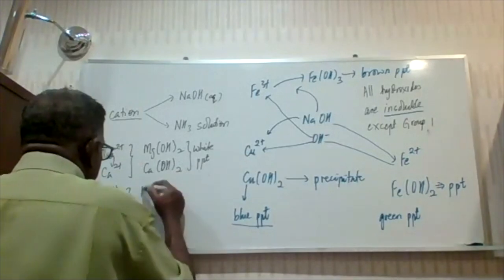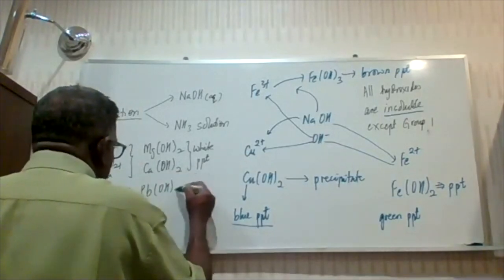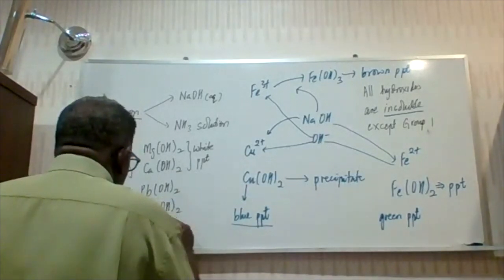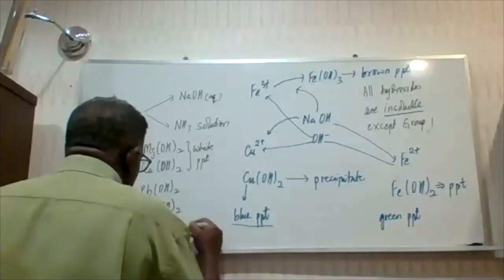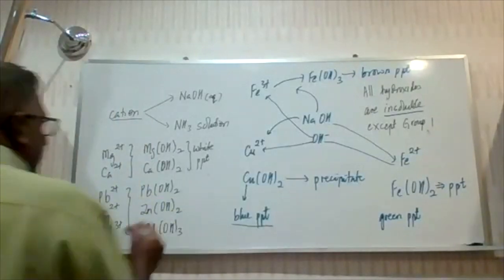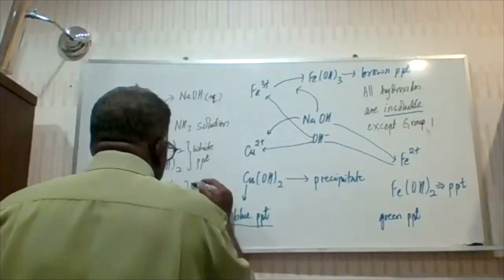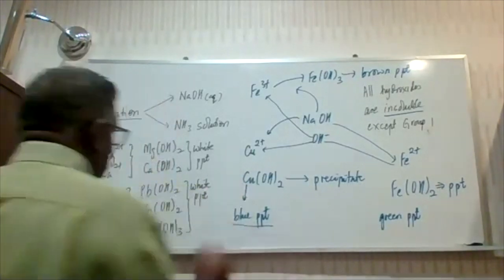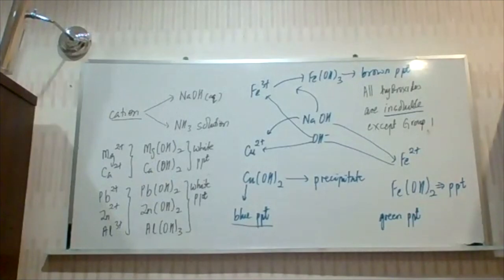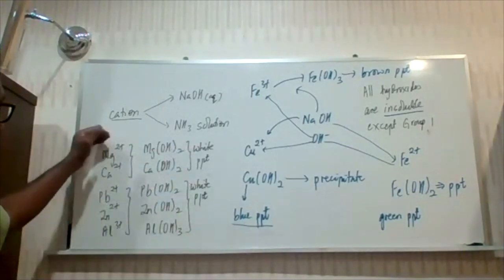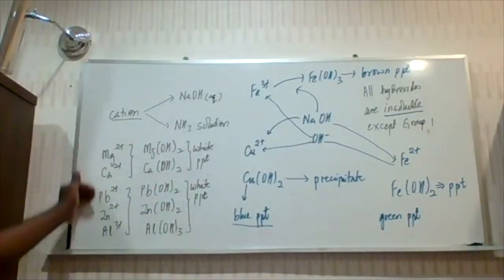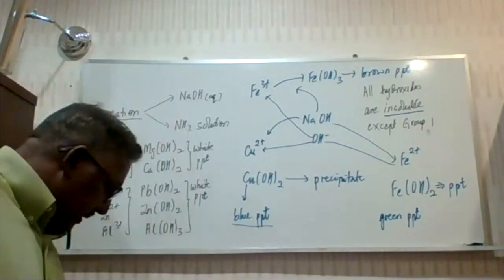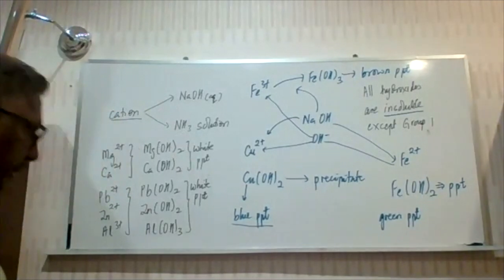All these will give you Pb(OH)2, Zn(OH)2, and Al(OH)3. All these give you hydroxides, and all of them are white precipitates. So if a white precipitate is formed, you have 5 cations as your choice, but which one you can't tell. But for this white precipitate, there is an additional point to remember.